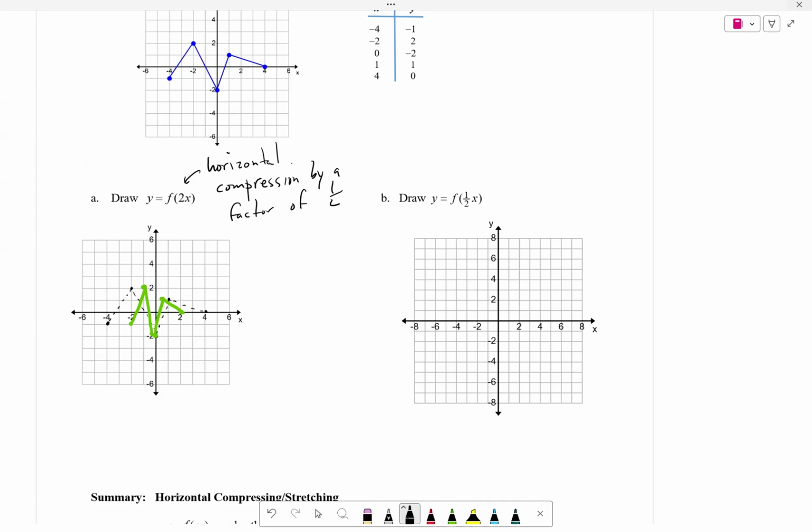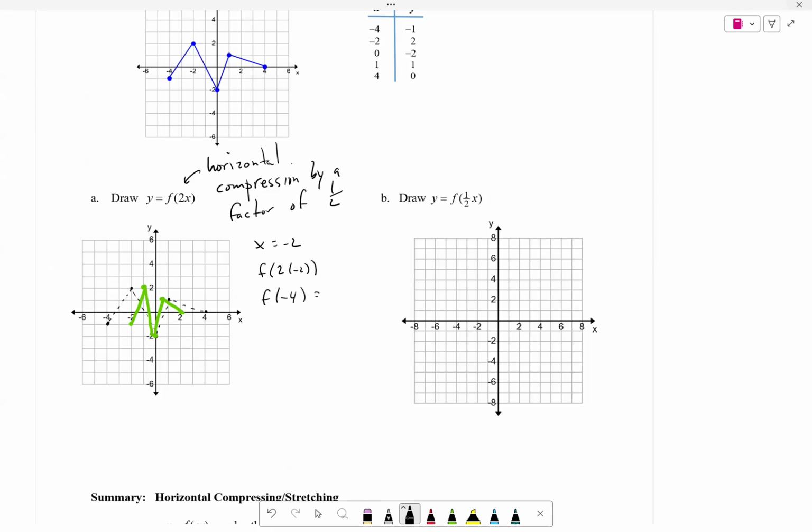Okay, but let's check. What x value can I plug in to check to see if my graph matches the actual function? Well, I'm going to start with the leftmost point when x equals -2. So if x equals -2, this is going to become f of 2 times -2, isn't it? Or f of -4. Do you know what f of -4 is?